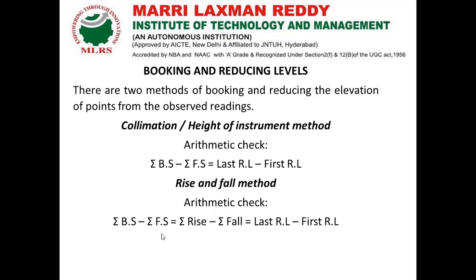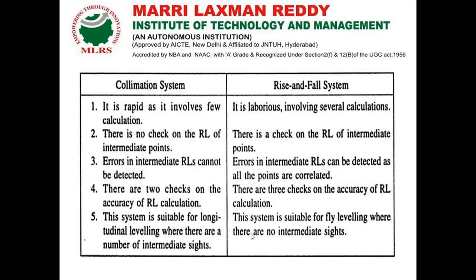And there are three checks here: sum of backsight minus sum of foresight, last RL minus first RL, and along with that sum of rise and sum of fall are included, so there are three checks by which we can easily check whether our calculation is correct or not. And this rise and fall system is suitable for fly leveling or differential leveling, since there are not many intermediate sights, so our calculations become easy.